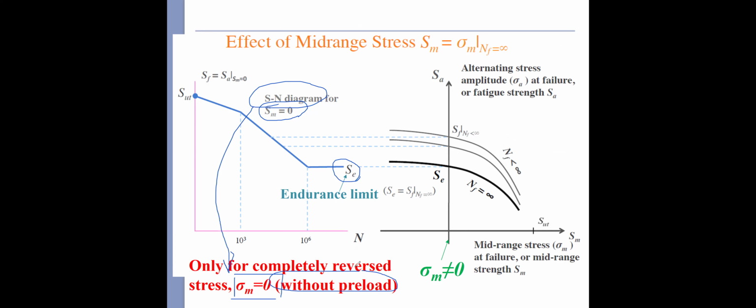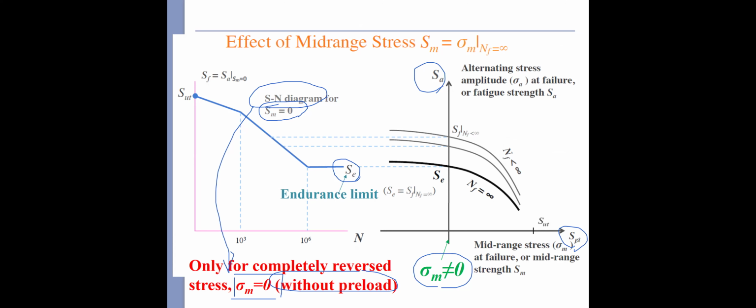Okay, so if sigma m does not equal 0, we have to use failure criteria such as Goodman, Gerber, ASME elliptic, and so on. So we can plot the SA and SN diagram for those cases where sigma m is not equal to 0.